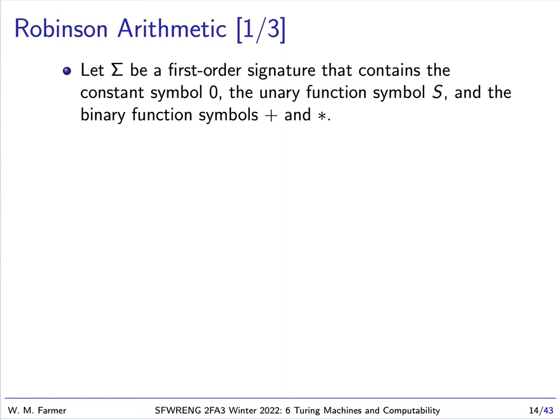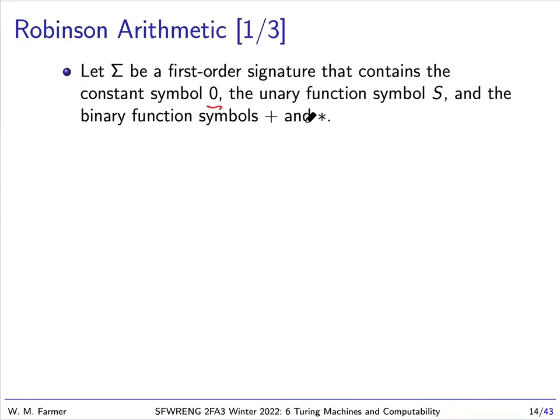So now I want to look at a theory, Robinson Arithmetic. This is a very simple theory. The signature of it, which I'll call sigma, has a constant symbol 0, a unary function symbol S for successor, and binary function symbols plus and times. So this is a signature for natural number arithmetic.